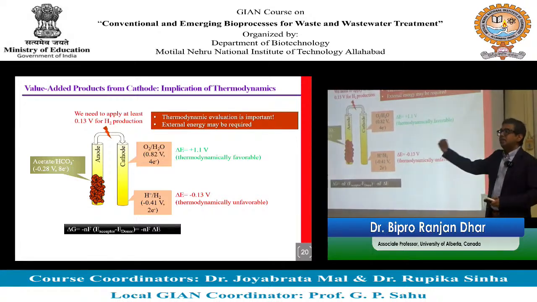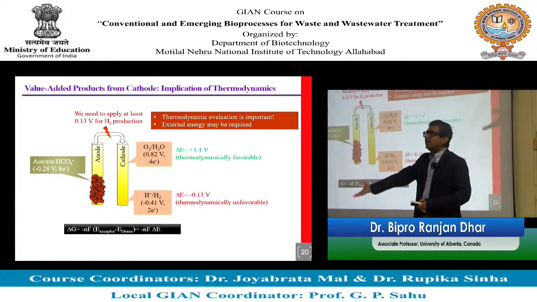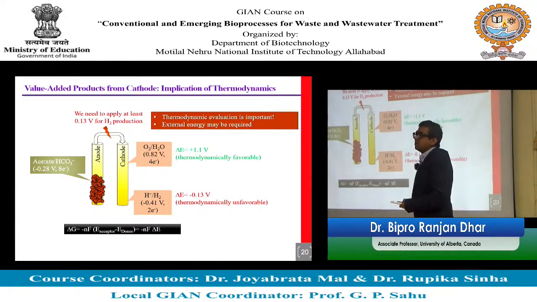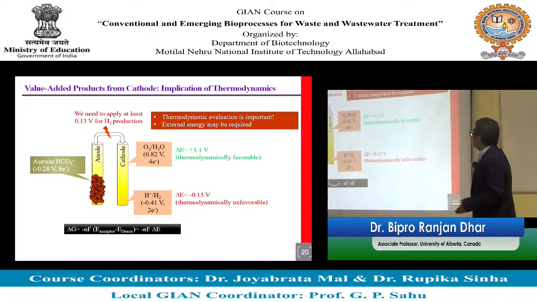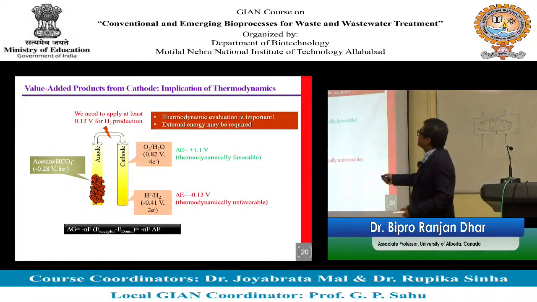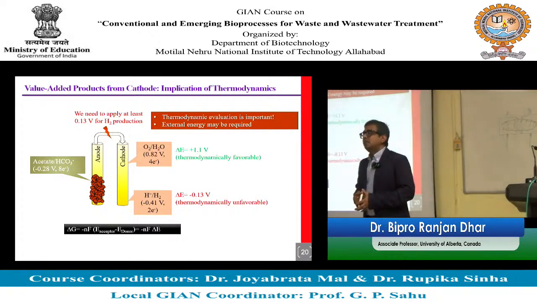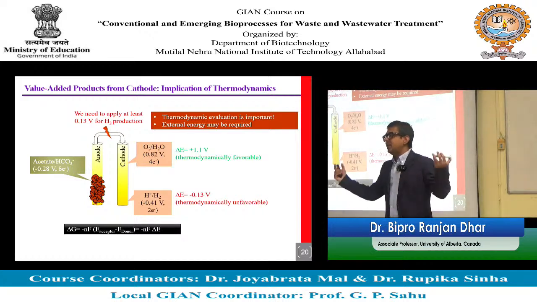yes, you can decide, okay, I'm going to put this electron acceptor there and I want this product, but you have to look into whether you need to provide energy from outside or not. Okay, so here we are seeing that we need a minimum of 0.13 volt, but if you provide 0.13 volt, do you think you are going to see hydrogen production?